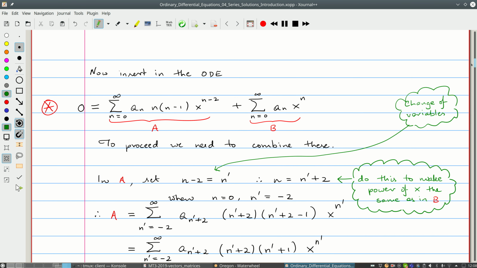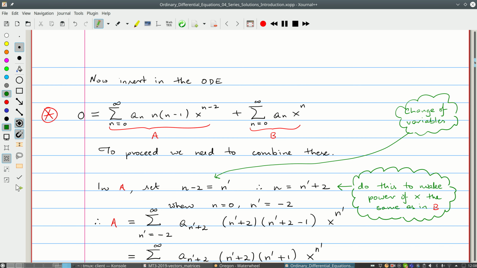Okay, now we put those sums, in fact only the second order sum, the second derivative sum, in our ODE. Now our ODE was, let's just remind ourselves, y double prime plus y is equal to 0. So we put those sums in there. 0 is equal to the sum n goes from 0 to infinity of a_n times n times n minus 1 x to the n minus 2. That's the first term, that's the y double prime term.